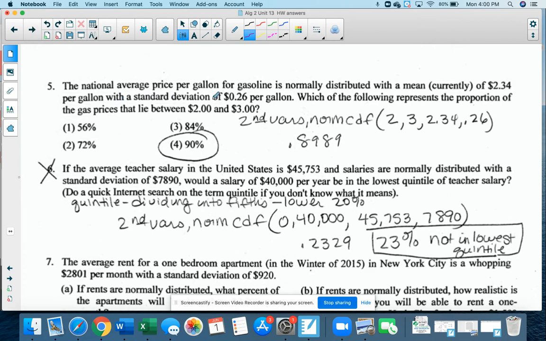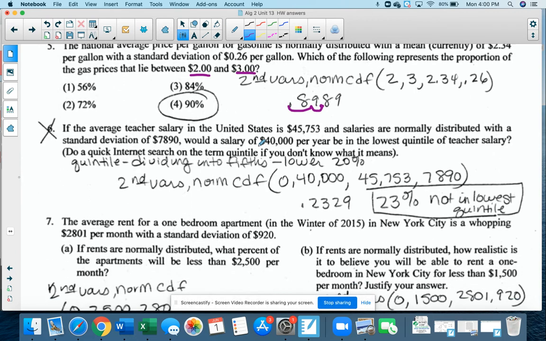The national average price per gallon of gas is normally distributed with a mean of $2.34 and a standard deviation of 0.26 per gallon. Which of the following represents the proportion of the gas prices that lie between $2 and $3? So $2 is going to be my lower number, and you can see that I have that right here too. And $3 is going to be my upper number. My mean is 2.34. My standard deviation is 0.26. All of this goes into my calculator, second VARS, norm CDF, and I get 0.8989. And I want this to be a percent, so I move my decimal 2 places, and that's going to be 90%.